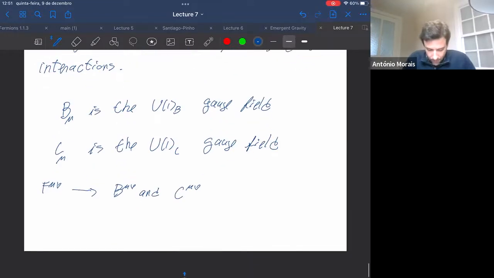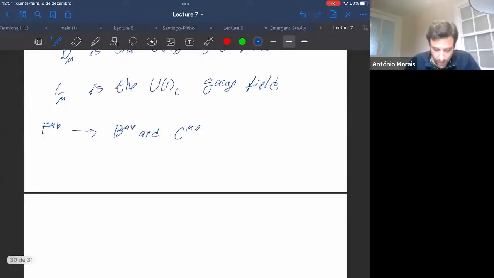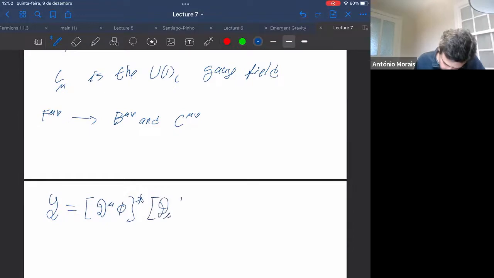Right, so we can write the Lagrangian involving all these interactions. The Lagrangian has first a line for the scalar sector, which is D mu phi star D mu phi minus V of phi star phi. This is the scalar sector.